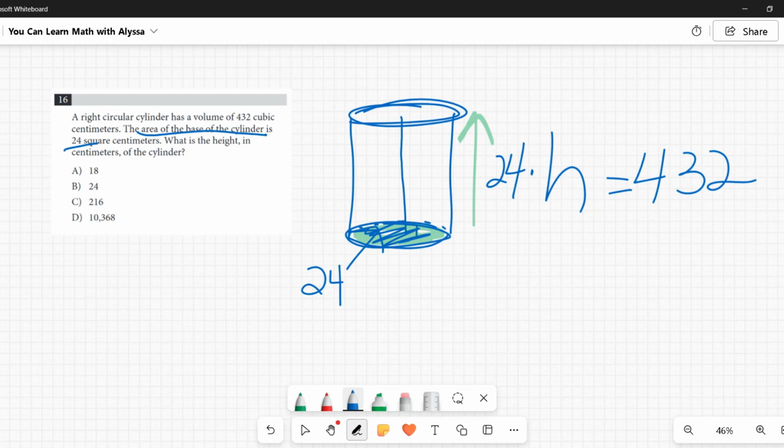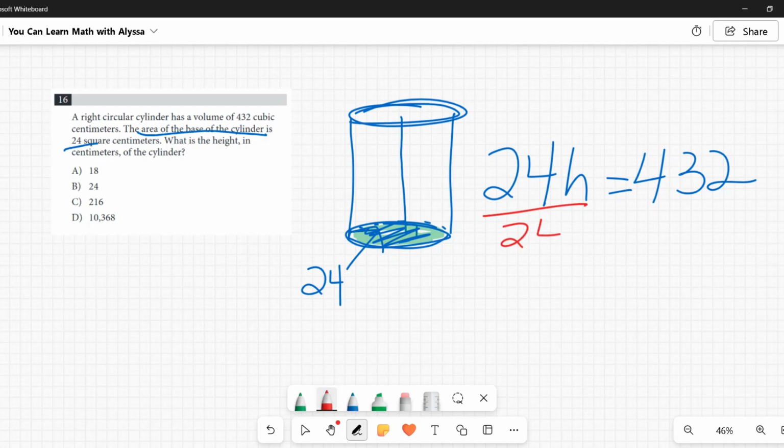Well, I just have 24 times H, and I'm going to rewrite this slightly to make it a little nicer looking: 24 times H equals 432. So I just need to undo what's been done to H. H has been multiplied by 24. I need to undo that by dividing both sides by 24, because it is an equation, so I need to do it to both sides. And when I do that, I get H is equal to 18.